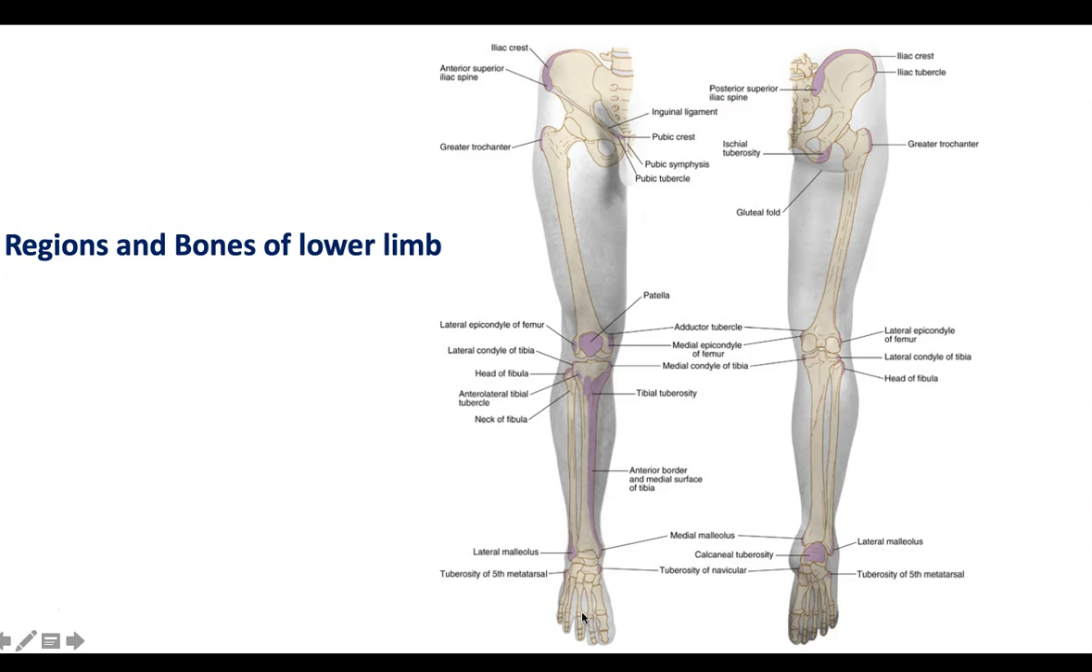The superior surface of the foot is called the dorsum of the foot, and the inferior or ground-contacting surface of the foot is called the sole or plantar surface of the foot.